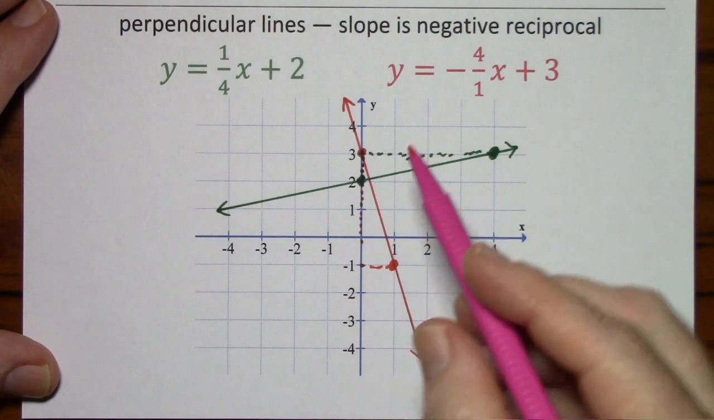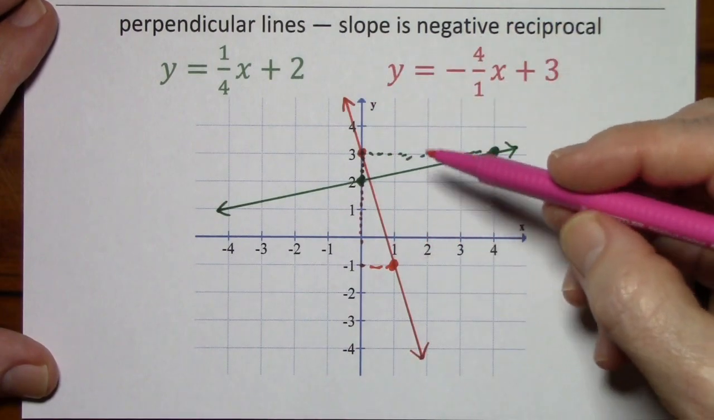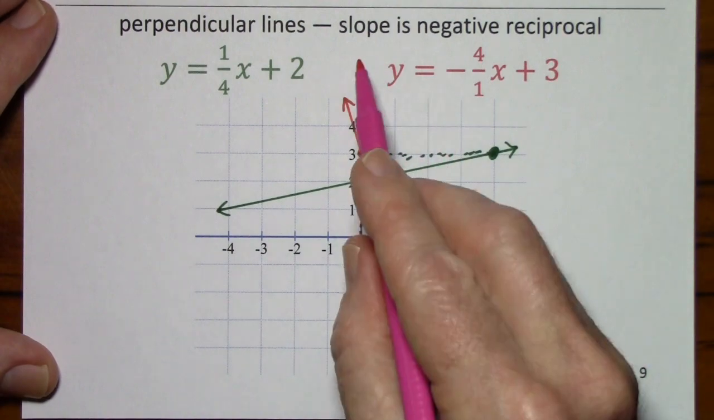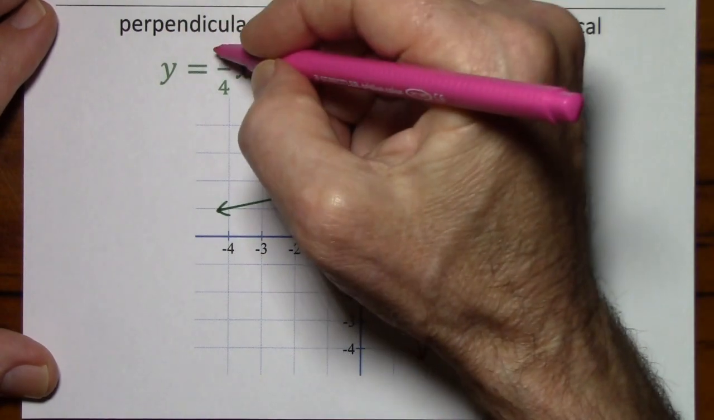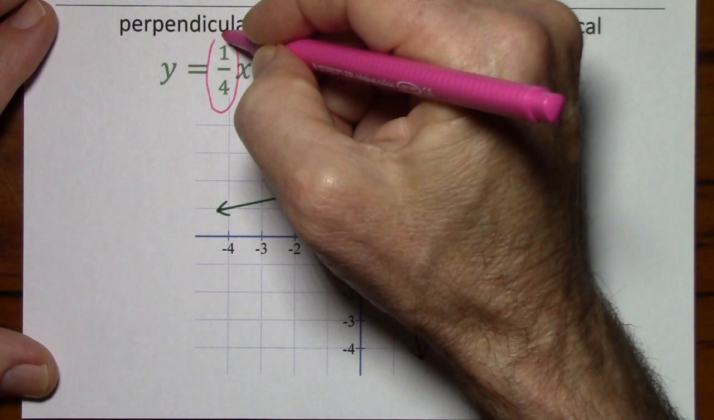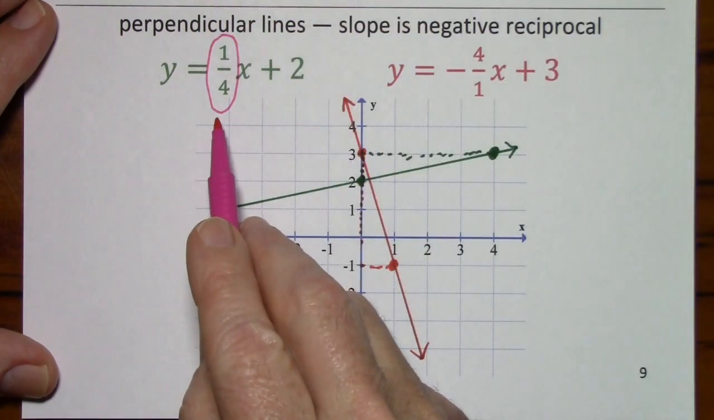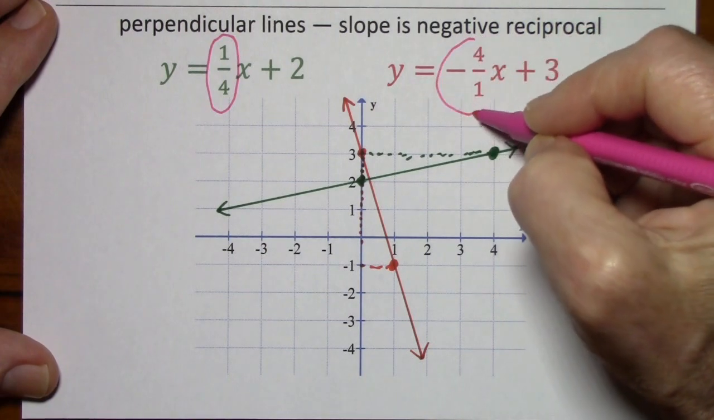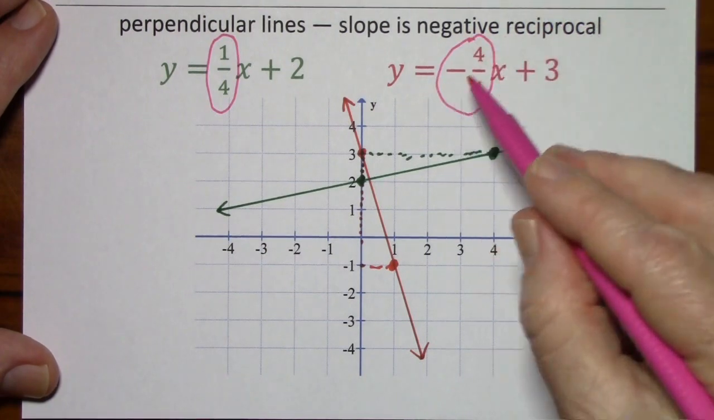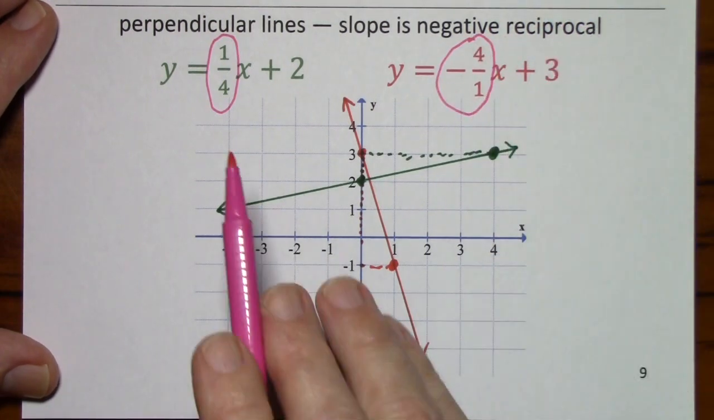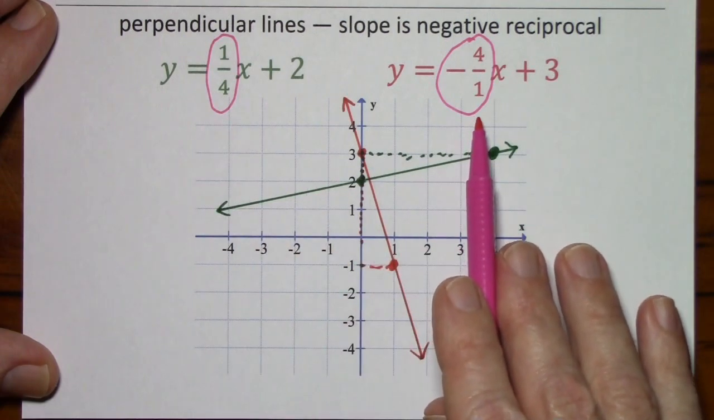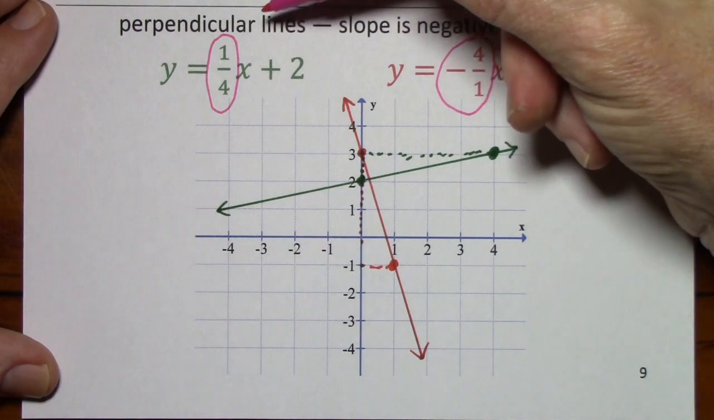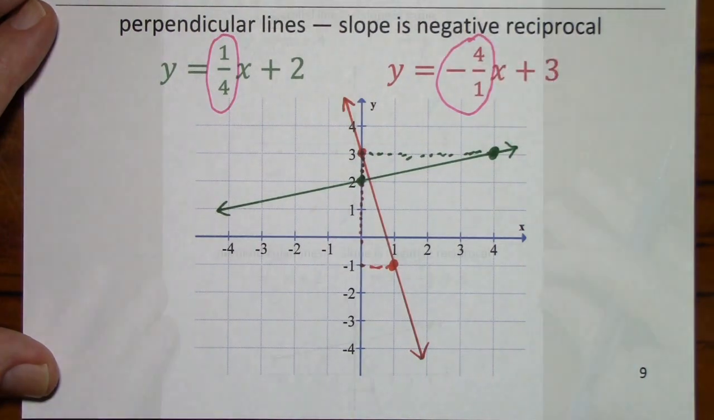So you can see that these lines are perpendicular, that is, they intersect at a 90-degree angle. And when you compare the slopes, this line has a slope of positive 1/4. This line has a slope of negative 4 over 1. The slopes are negative reciprocals. That tells you the lines are perpendicular.